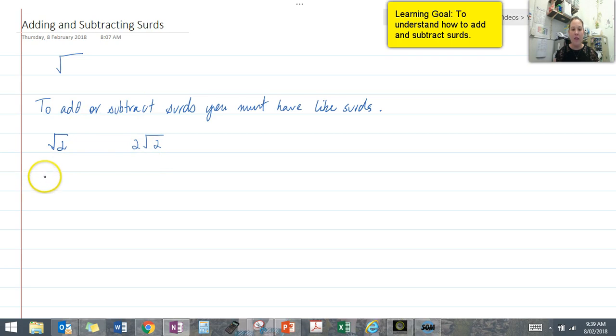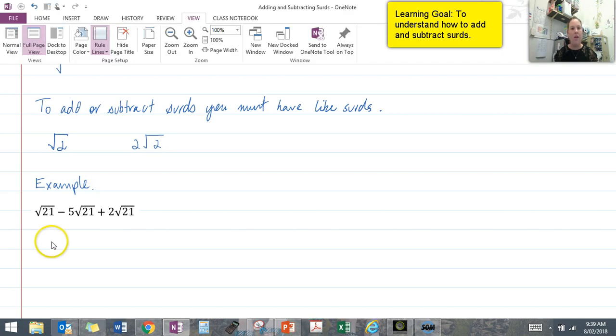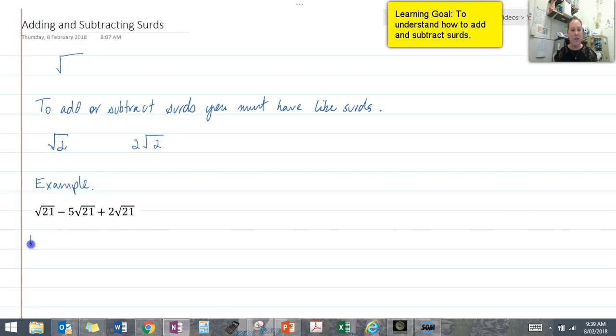So if we have a look at an example of adding and subtracting like surds, the first thing that we want to do is check if our surds can be simplified. So we want to simplify surds first.